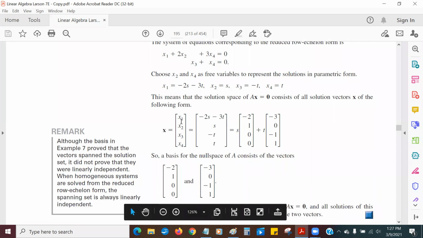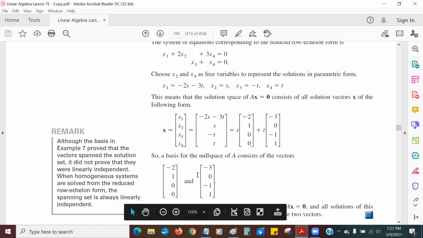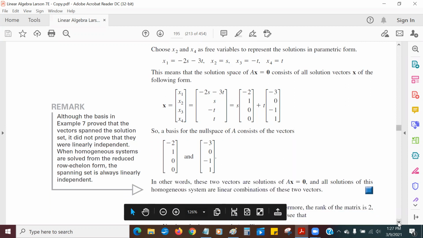And this gives us the solution set, all these variables, which boil down to this. All I'm doing is taking this line here and putting it into that matrix, separating out the s's from the t's. So I get s times this vector plus t times that vector, which means these 2 vectors here, which I'm writing over here, are the basis for the null space of A. And that is how we do it.